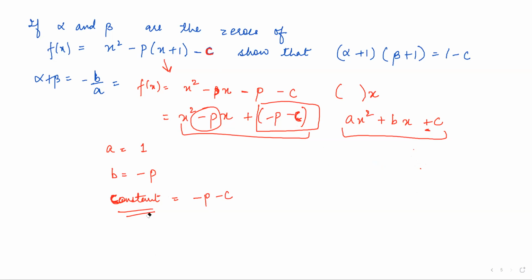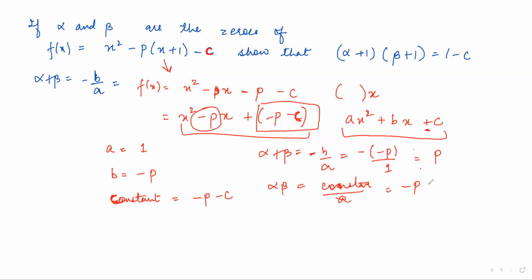Okay, so write this constant. Now write what is alpha plus beta. So alpha plus beta is minus of b by a. So what should I write here? Minus minus p by 1. Yes, okay. So this is p. Okay, and then alpha beta is basically your constant term divided by a, right? So constant is minus p minus c and a is 1. So it is minus p minus c. So that's alpha plus beta and alpha beta.